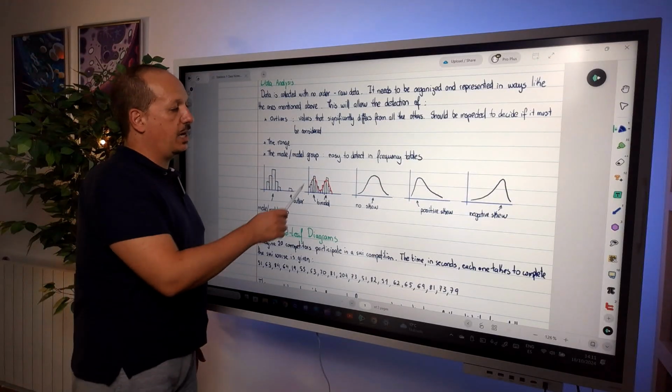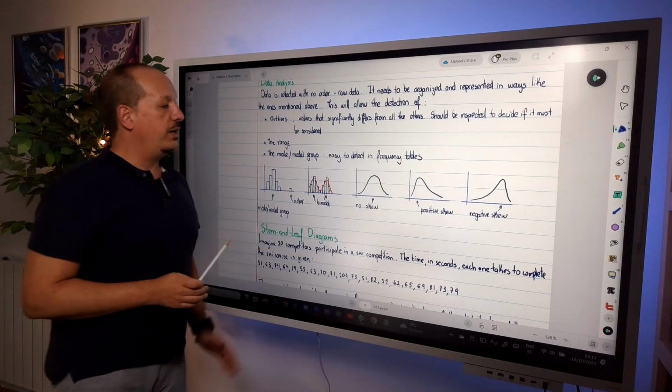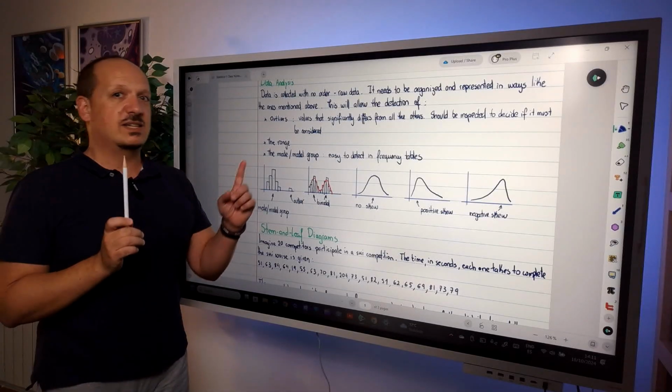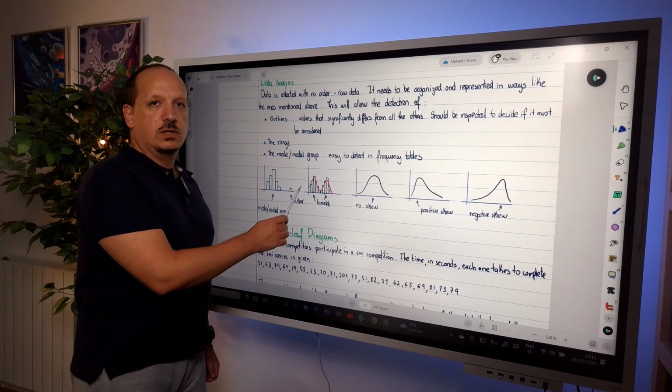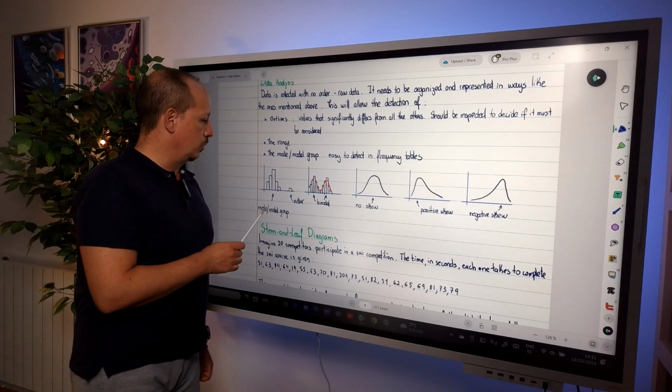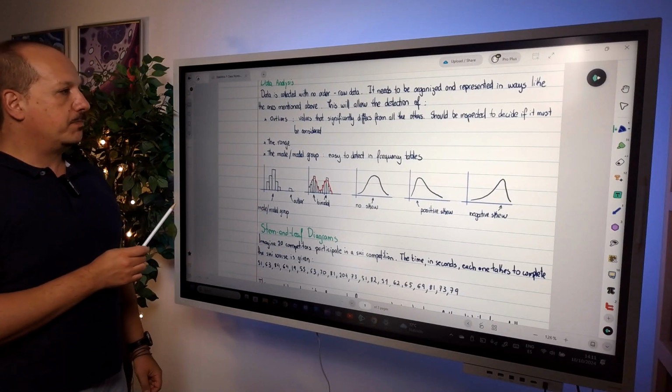It may happen that you have two regions where you have two tall bars about the same size, in which case you would say that this is a bimodal situation. You have two modal groups.